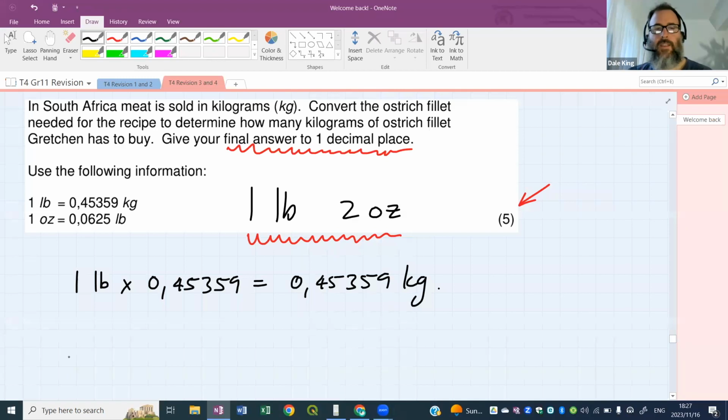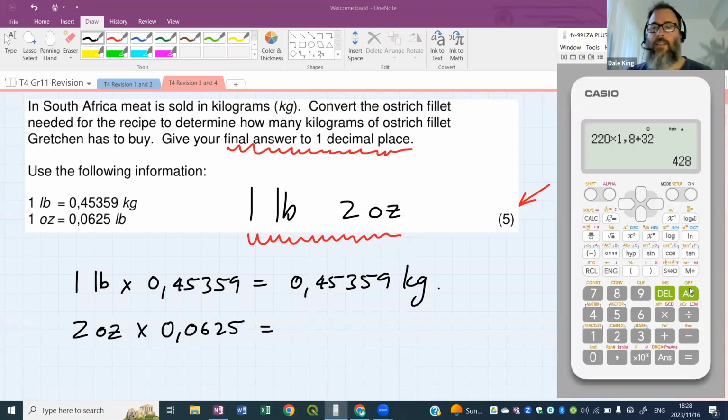Yes, sir. Now we need to change the ounces, but the only conversion they give us is from ounces to pounds. And then I think we do the same thing. Let's do the same thing with the ounces, but we're going to use the conversion they gave us. So 2 ounces times 0.0625.